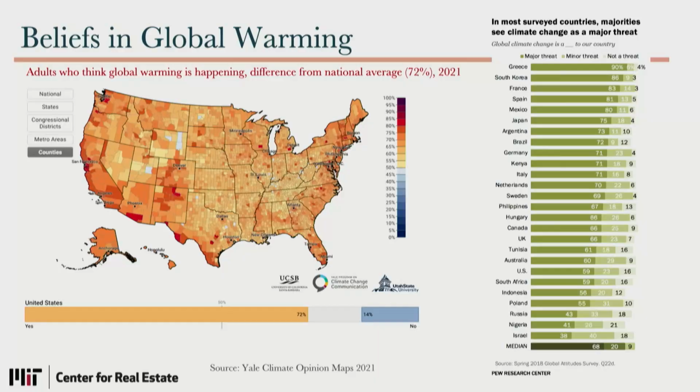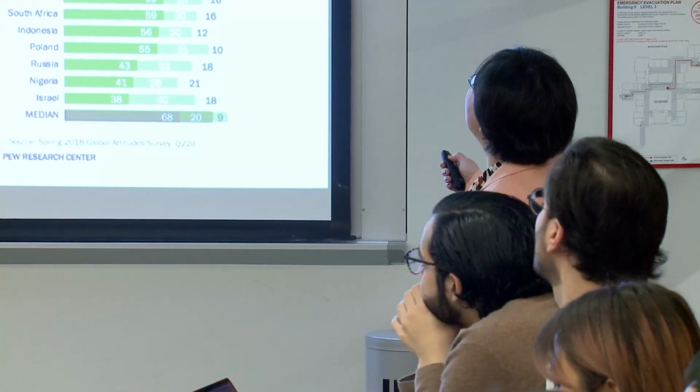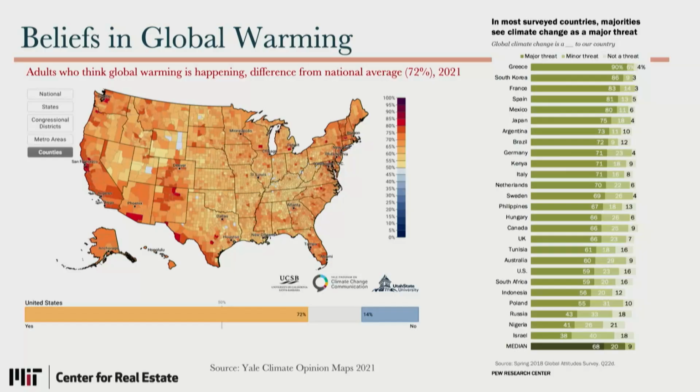And then, see, this is the Yale University one. This is another thing I got from another research institute, and this is by country. Greece is number one: 90% think global warming is a major challenge. It's followed by South Korea, France, Spain, I don't know.